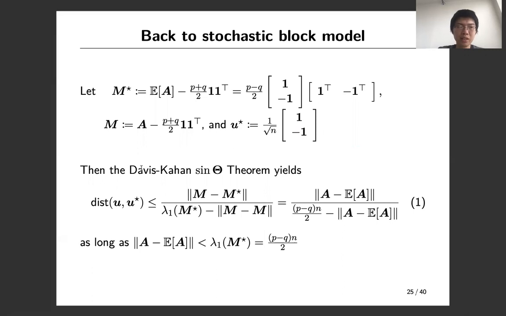Then we can apply the Davis-Kahan sin theta theorem to obtain the following. The L2 distance between U and U star is smaller than the quantity shown here, as long as the size of the perturbation A minus expected A is smaller than the first eigenvalue of M star, which can be calculated as the quantity shown here. As you can see from this simple application of Davis-Kahan, the L2 distance between U and U star depends crucially on the size of the perturbation, namely the spectral norm of A minus the expected version of A. So we need to understand this quantity a bit better.